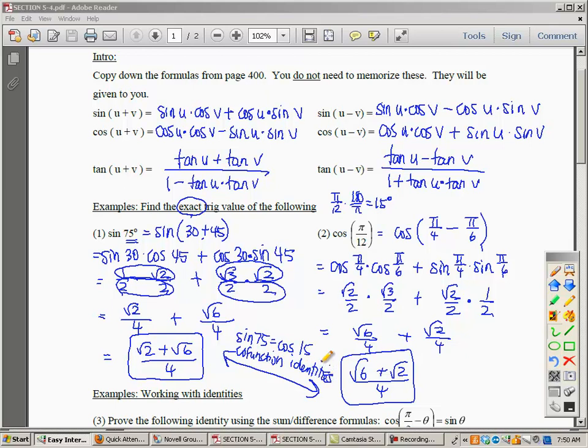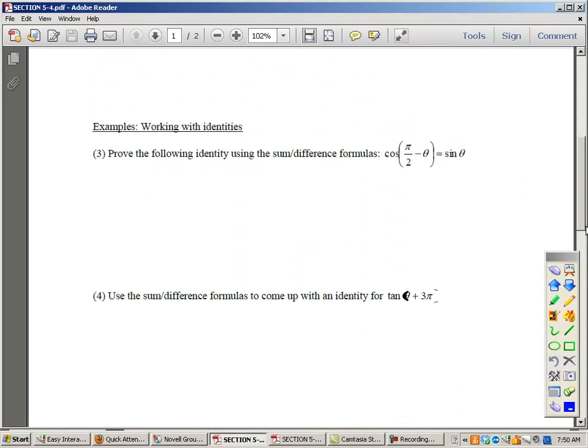Cofunction identity says the sine of pi over 2 minus an angle is the same thing as the cosine of that angle. And we went through these in the first section in chapter 5, and we haven't done a whole lot with them. We will today, and those cofunction identities are definitely something you need to know, both in name and in look. Okay, so let's move on, do a couple more.